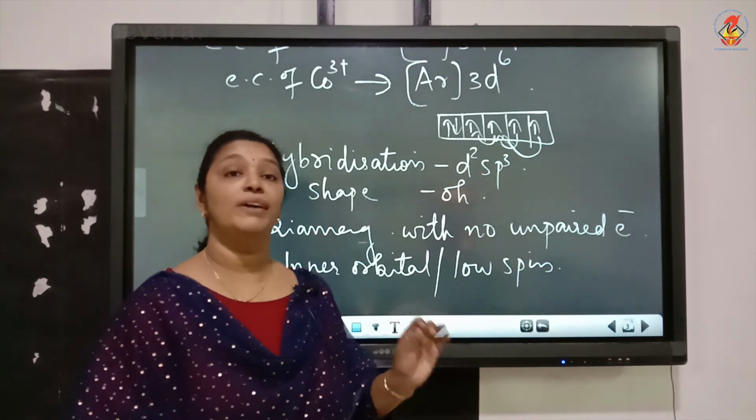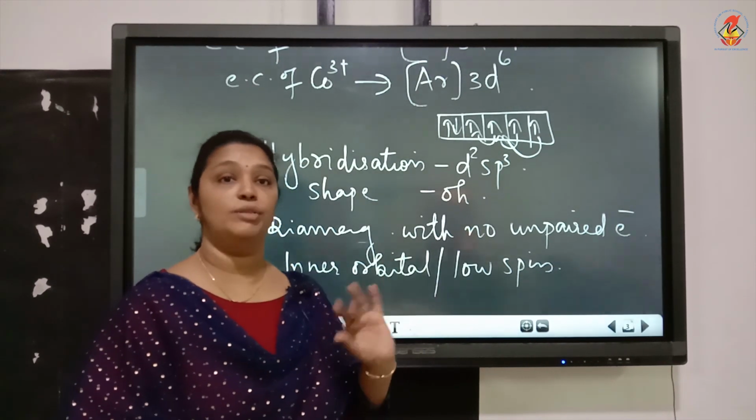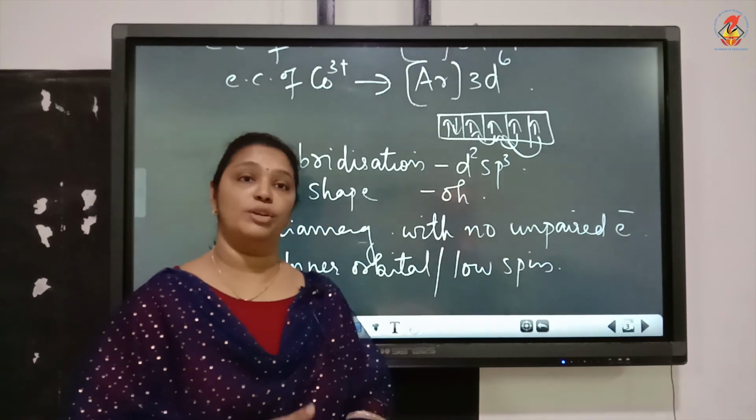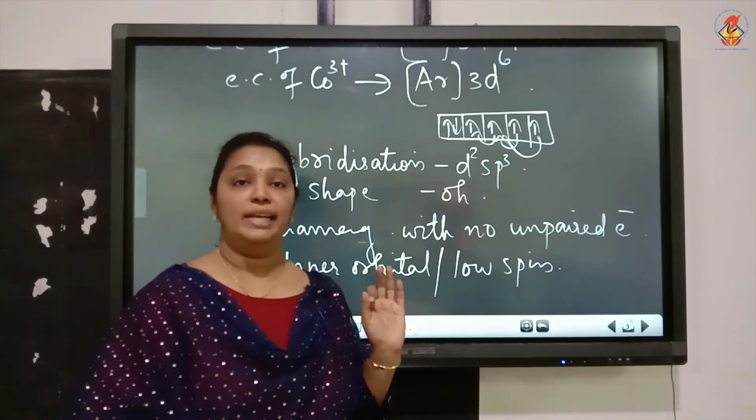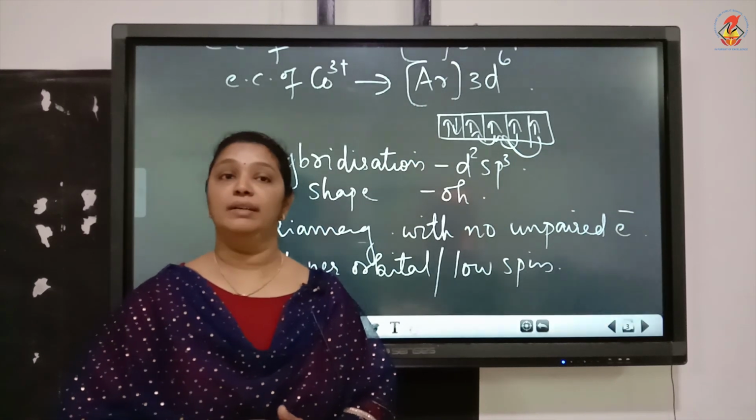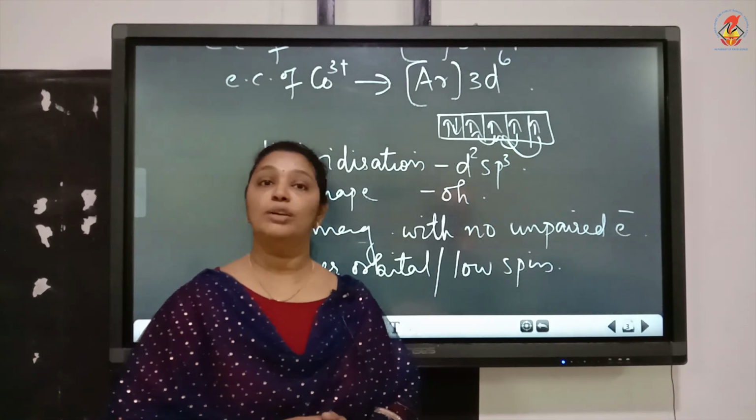So even without writing the steps, we can predict all the 4 informations. Okay, only to find whether it's diamagnetic or paramagnetic, we just have to check it by writing the electronic configuration of the metal ion. So we explained 3 examples under bonding in octahedral complexes.